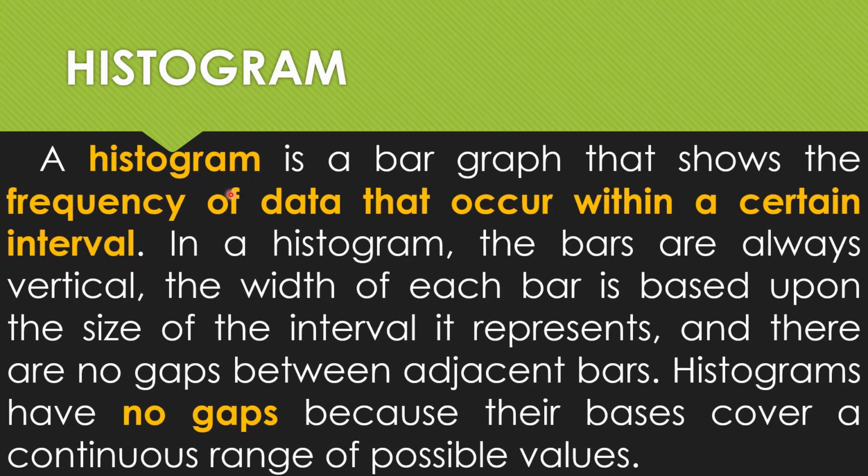Now let's proceed to histogram. A histogram is a bar graph that shows the frequency of data that occur within a certain interval. In a histogram, the bars are always vertical. The width of each bar is based upon the size of the interval it represents, and there are no gaps between adjacent bars. Histograms have no gaps because their bases cover a continuous range of possible values. Now let's have example number 1.